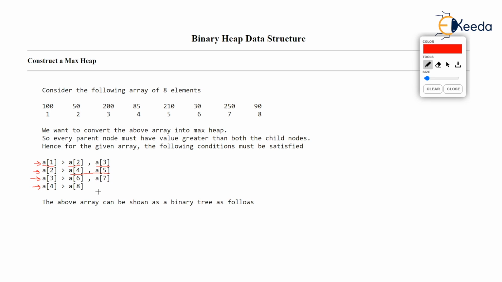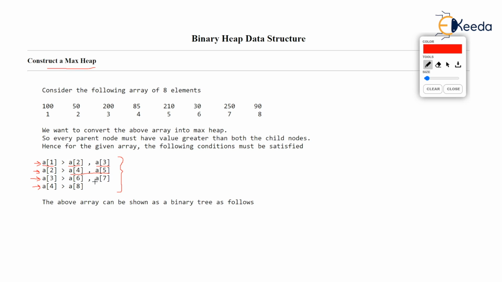No question of A9. A9 is not there in the array. Ninth element is not there. If all these conditions are satisfied, then we can say every parent is greater than their children, and we will say that array is in the form of Max Heap. I hope you have understood the aim of this chapter, the aim of the video.